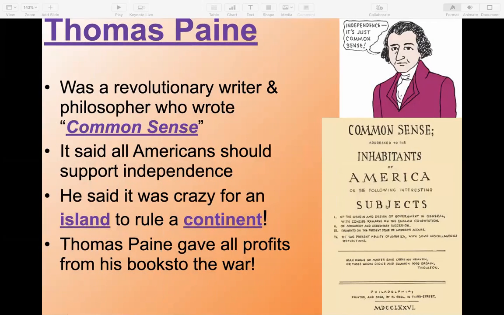Thomas Paine was a revolutionary writer and philosopher who wrote Common Sense. It said all Americans should support independence. He said it was crazy for an island to rule a continent. Thomas Paine gave all profits from his books to the war.